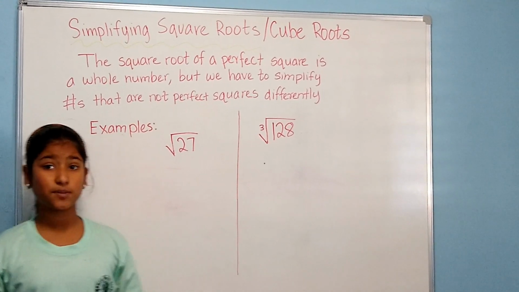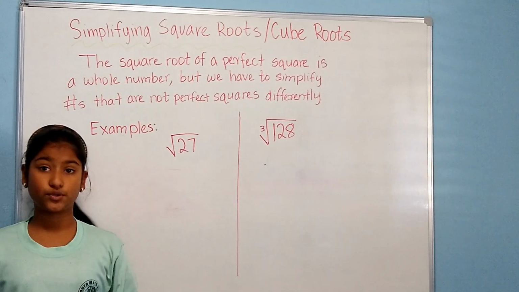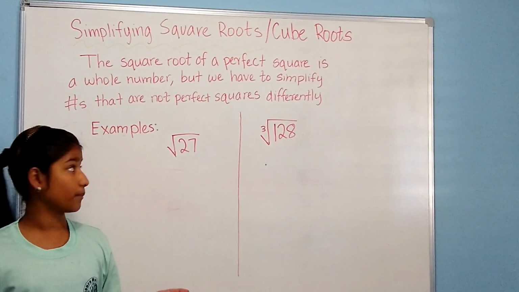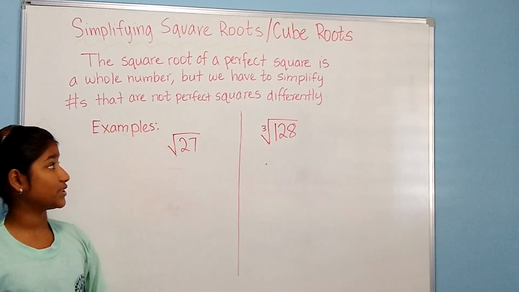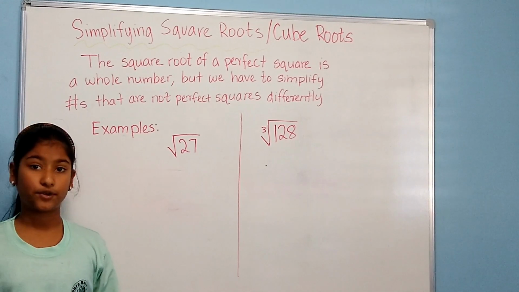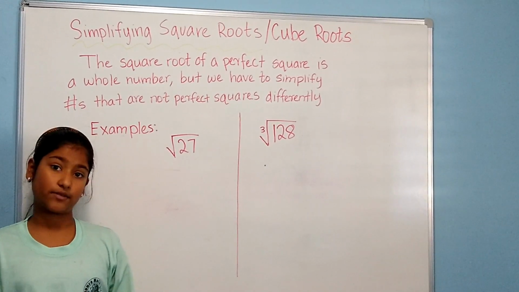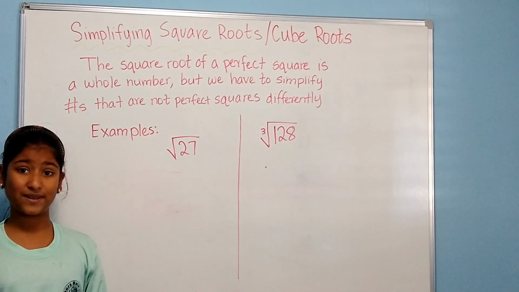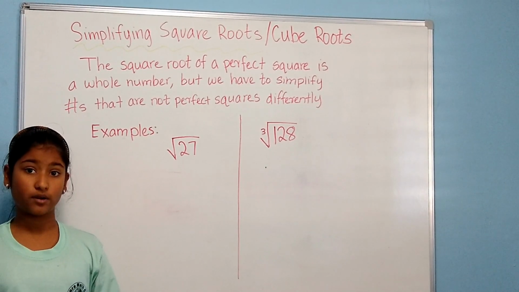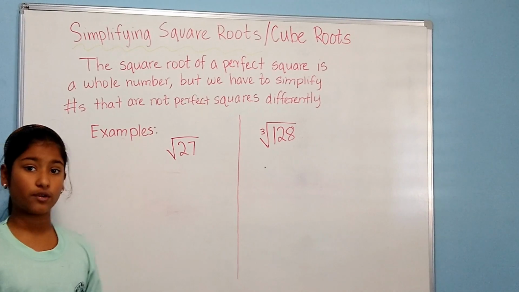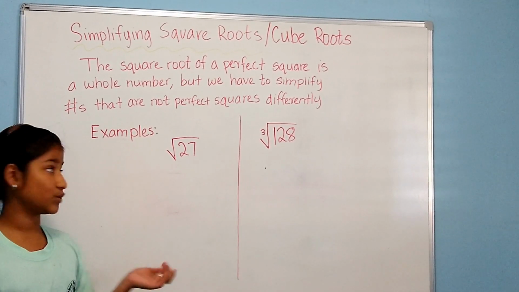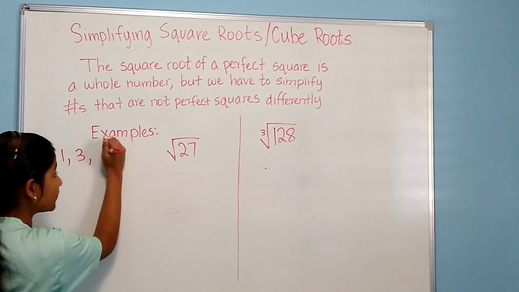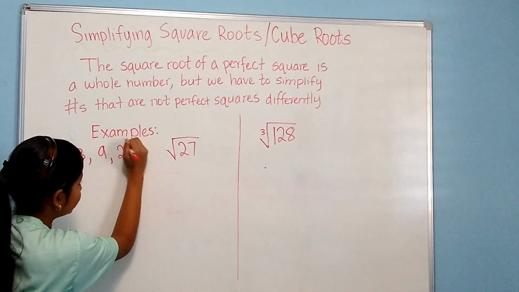Okay, let's learn about simplifying square roots and cube roots. So the square root of a perfect square is obviously going to be a whole number, but we have to simplify numbers that are not perfect squares a little differently. Let's do some examples together. So the square root of 27 is obviously not going to be a whole number, so we have to simplify further. First, let's write down the factors of 27. That's going to be 1, 3, 9, and 27.